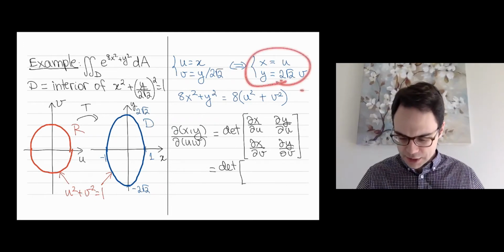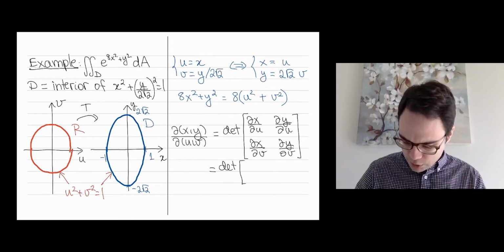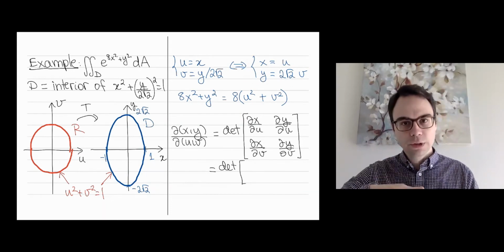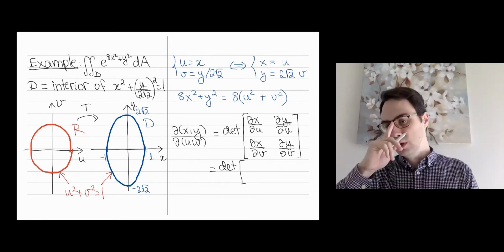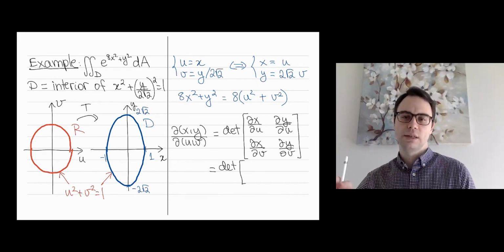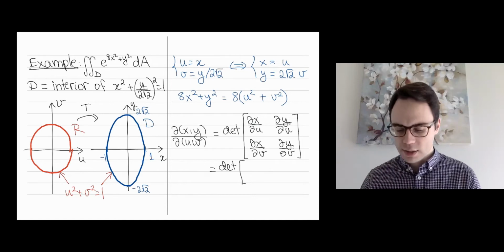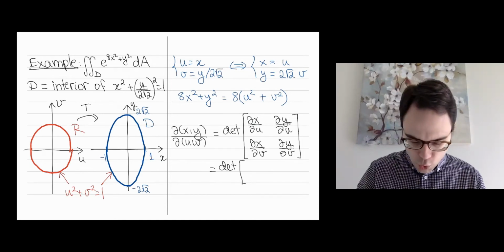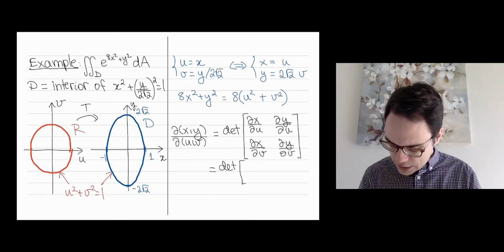So I already did this up here. To compute the partials, I need formulas for the old variables purely in terms of the new ones. So I can't, for example, have a formula for y that involves u and x. That's not something we want to do.